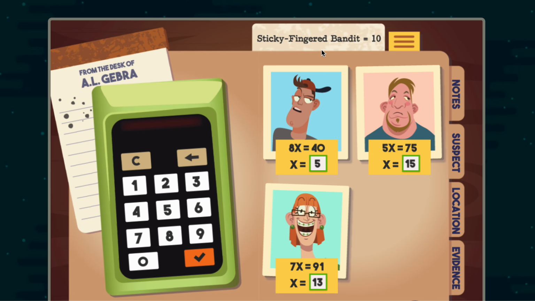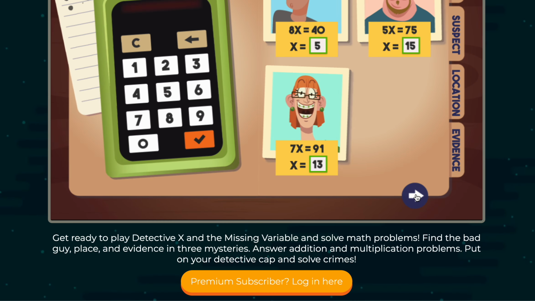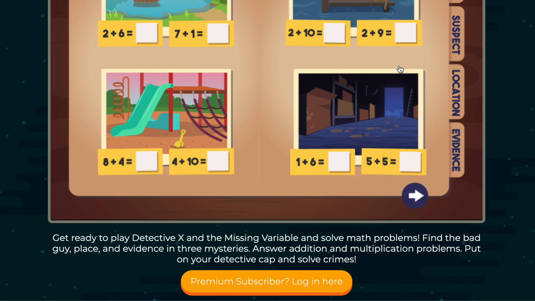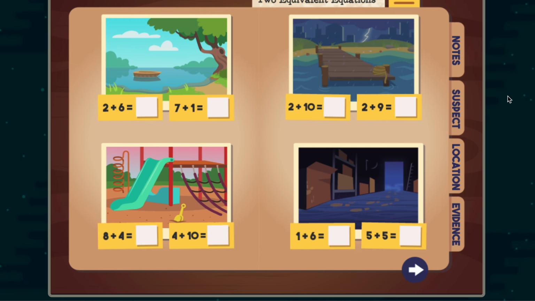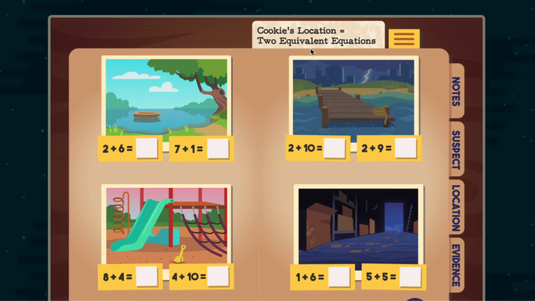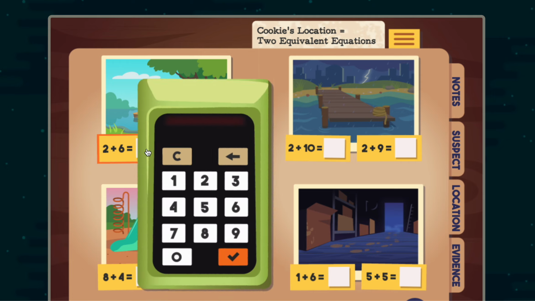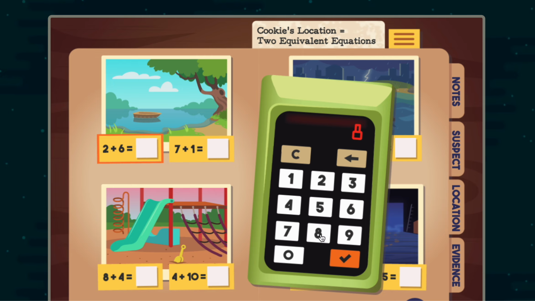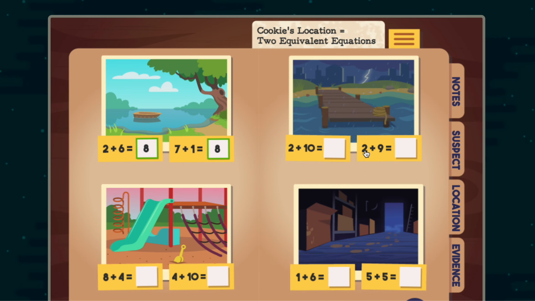Alright, so we got this done. Next one is the cookies location, 2 equivalent equations. So 2 plus 6 is equal to 8. 7 plus 1 equals 8. They both look equal to me.